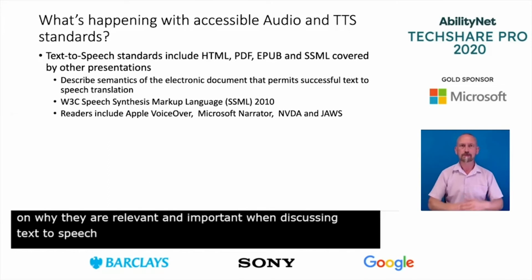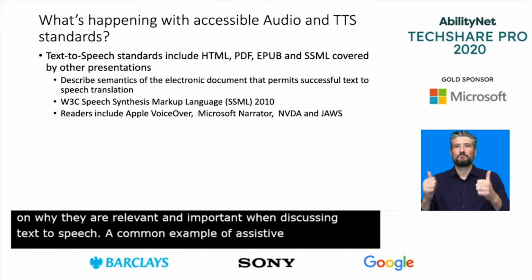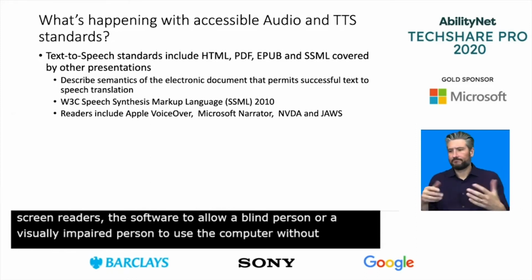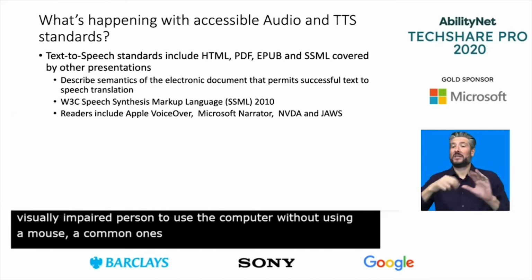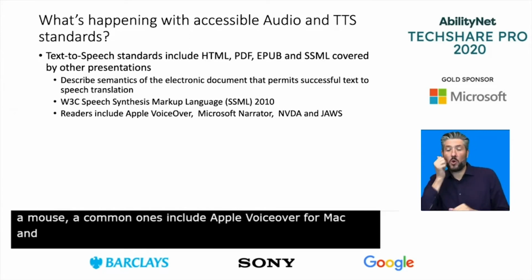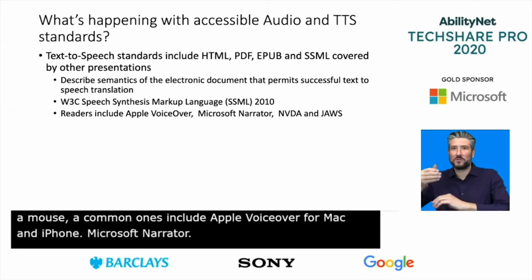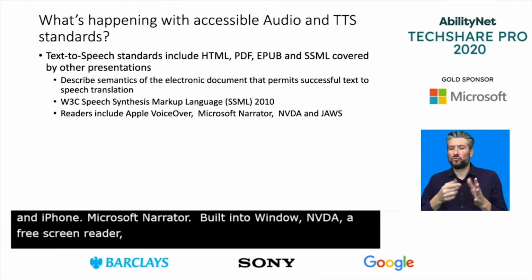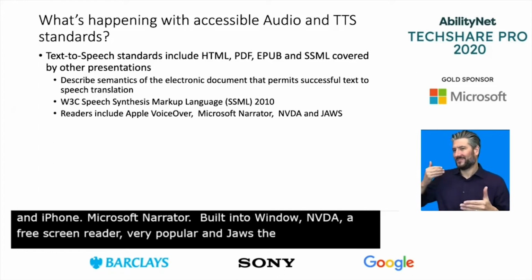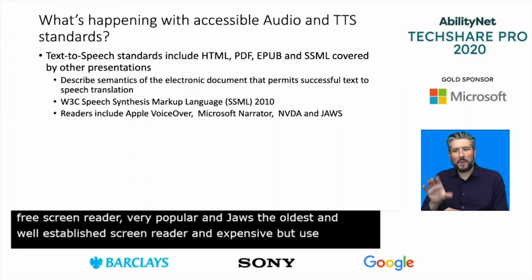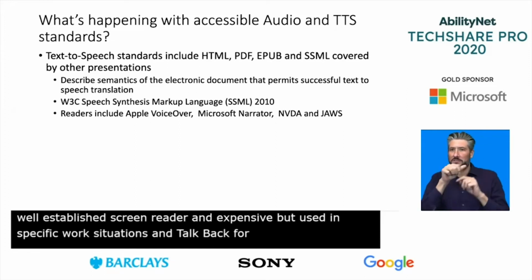Common examples of assistive technology are screen readers, so that's the software which allows a blind person or a visually impaired person to use the computer without, for example, using a mouse. Common ones include Apple VoiceOver for Mac and for iPhone, Microsoft Narrator, which is built into Windows, NVDA, which is a free screen reader and is now very effective and very popular, and JAWS, which is the oldest and most well-established screen reader. It's also very expensive, but it's used in some very specific work situations, and also TalkBack for Android smartphones.